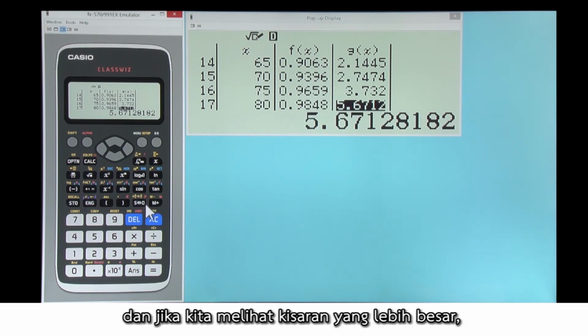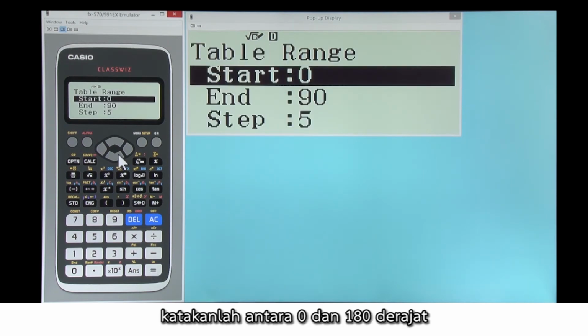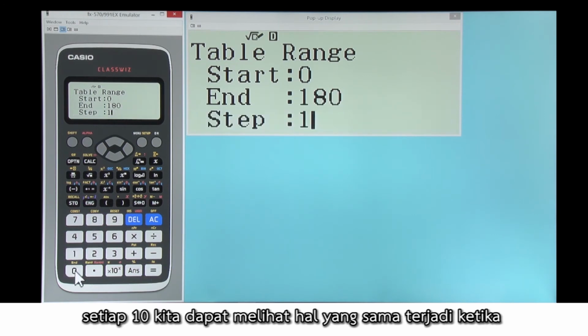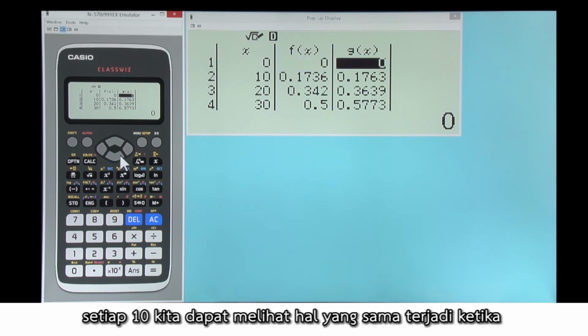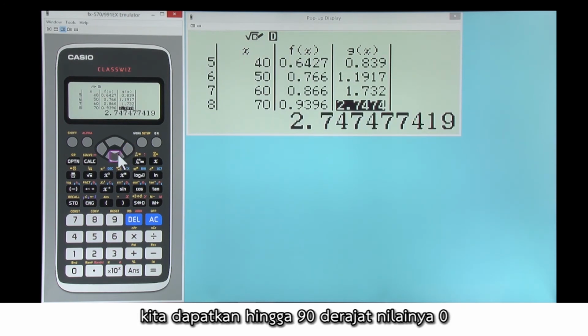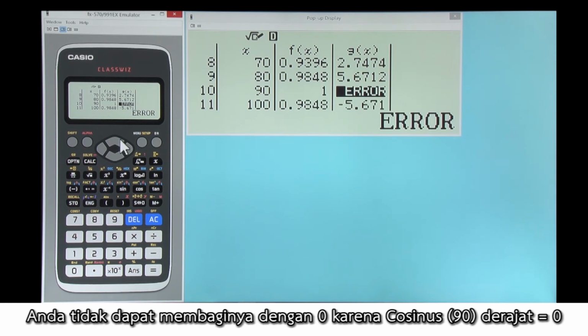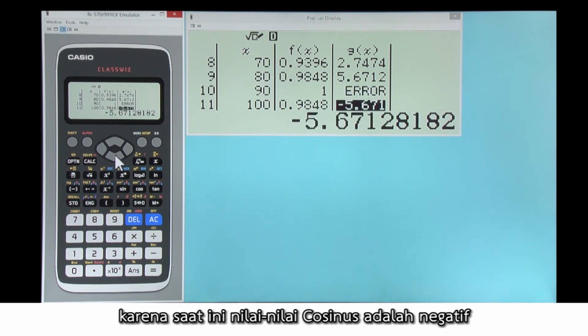And if we look at a larger range, say between 0 and 180 degrees, every 10, we can see the same thing happening. When we get up to 90 degrees, the value is 0. You cannot divide by 0. The cosine of 90 degrees is 0. And now the values are negative for the ratio because at this point the values of the cosine are negative.